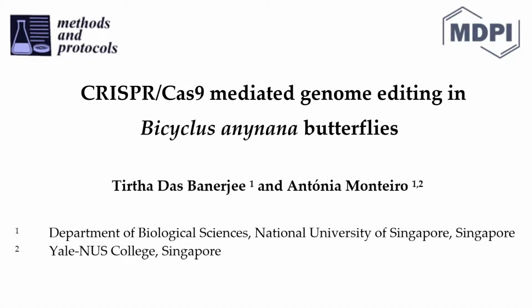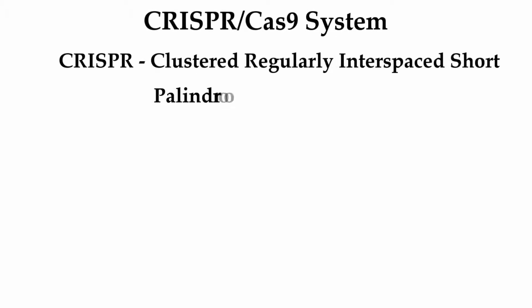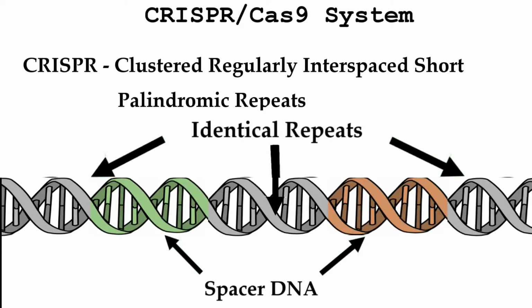In this video, we are going to talk about CRISPR-Cas9 mediated genome engineering in Bicyclus anynana butterflies. CRISPR stands for Clustered Regularly Interspaced Short Palindromic Repeats. CRISPR were first identified in E. coli as identical short palindromic repeats of DNA.